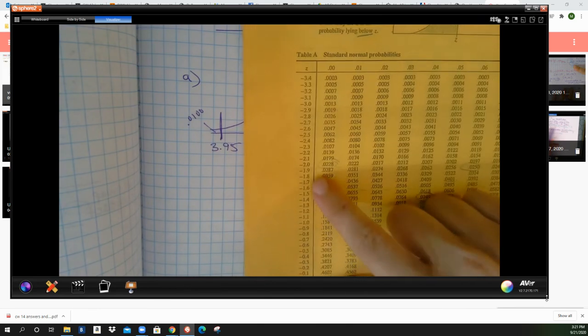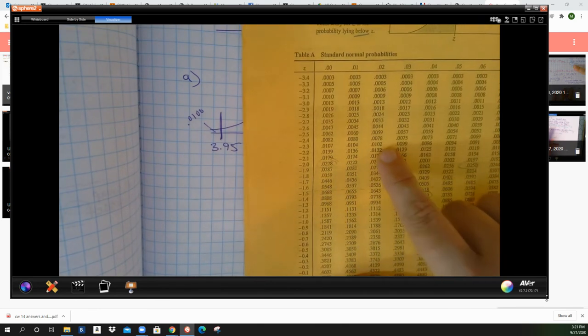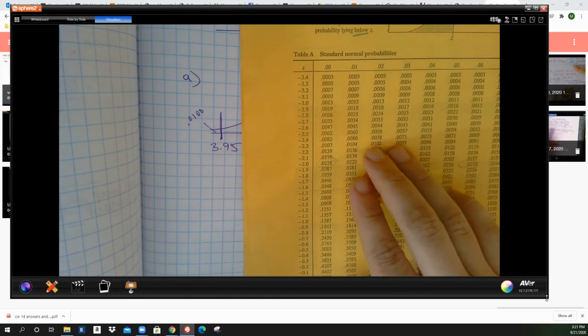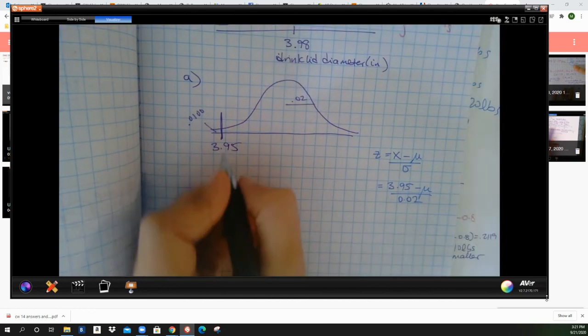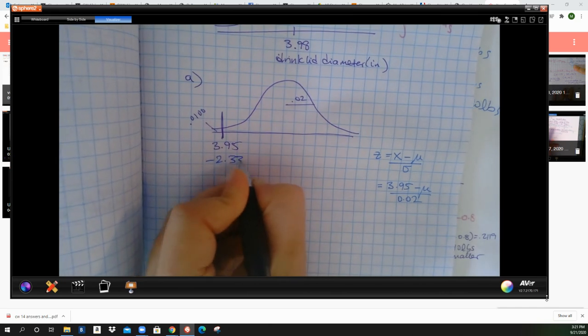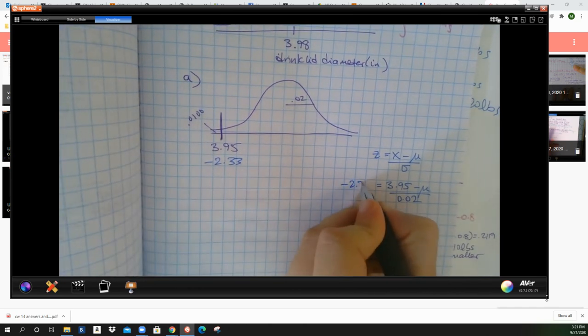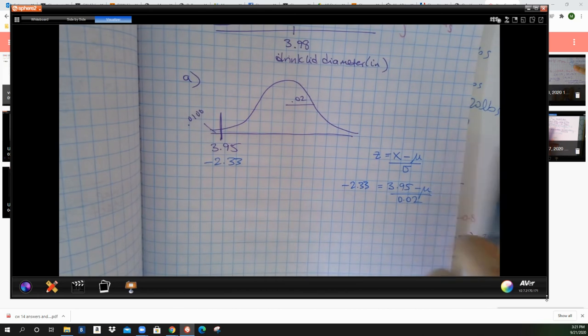Now, be insanely careful with these. It's really easy to make a silly decimal error on these guys. Things are very, very wacky up here. So heads up, these are the two choices. This one's closer, so negative 2.33. Negative 2.33, and then I can solve for my lid. All right?